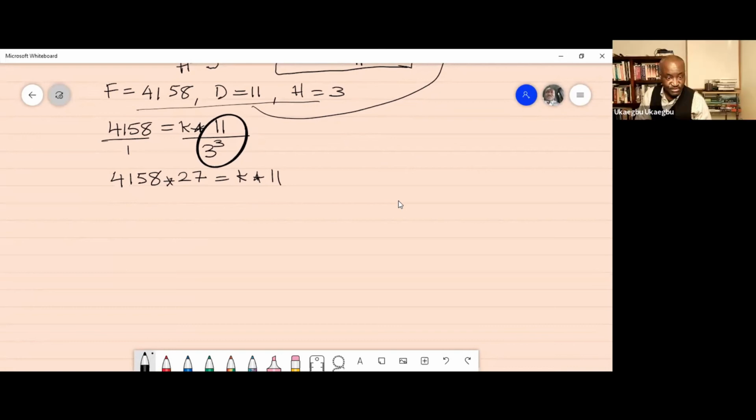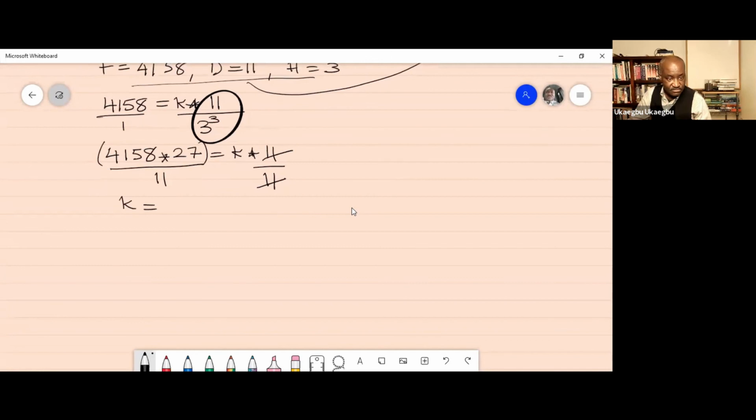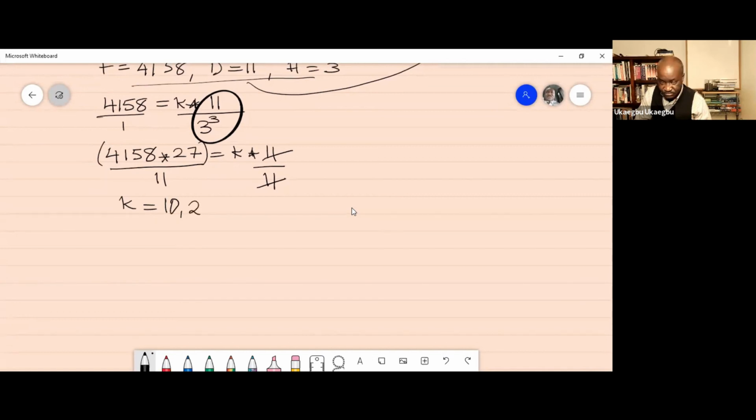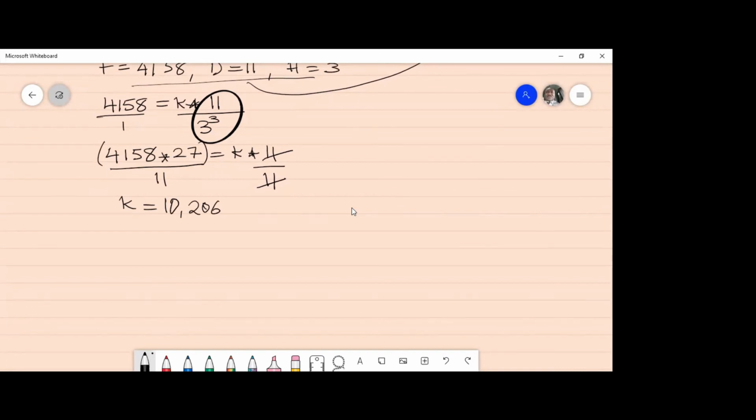Okay, thank you. You might as well just divide both sides by 11 at the same time, and this crosses out 11. So now use your calculator and punch in 4158 multiplied by 27 divided by 11. So K is going to give us, quickly, let me know. 10,206. 10,206 is K.